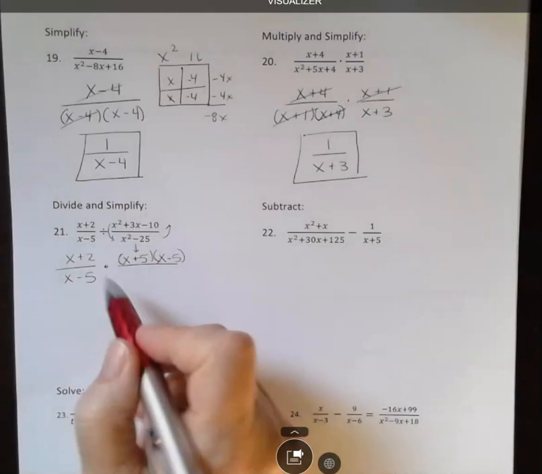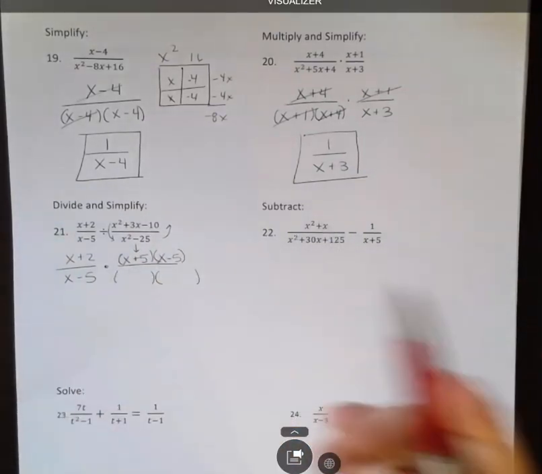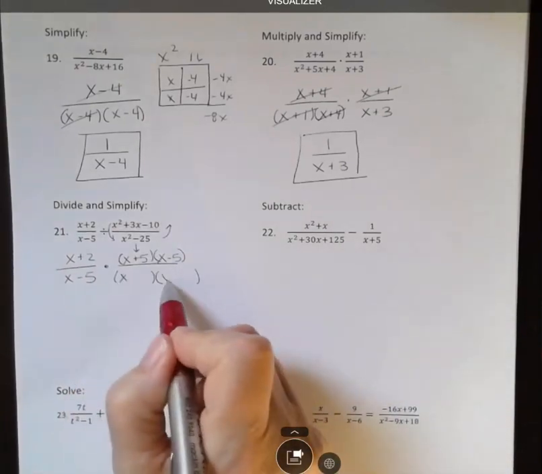This is going to go down here. And again, you can use your box method if you don't see that, or you can guess and check, however you decide to factor.